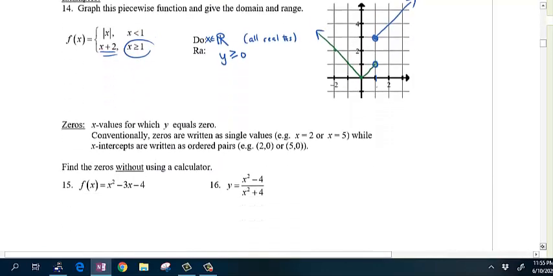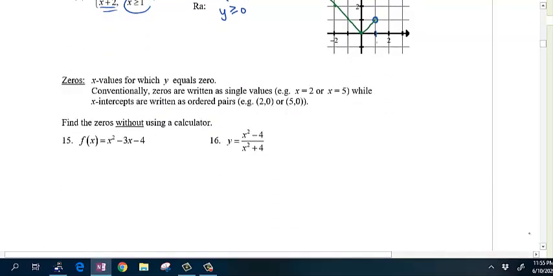All right. We talk about zeros. So what do I mean when I say zeros? Well, the zeros are really the x values where y equals 0. We saw that in the previous lesson too. Conventionally, zeros are written as single values, so x equals 2 or x equals 5. Well, you can also classify zeros as x-intercepts, but x-intercepts are usually written as ordered pairs, so (2, 0) or (5, 0). So how do we find zeros without using a calculator?